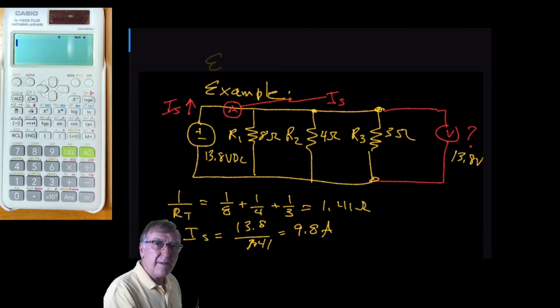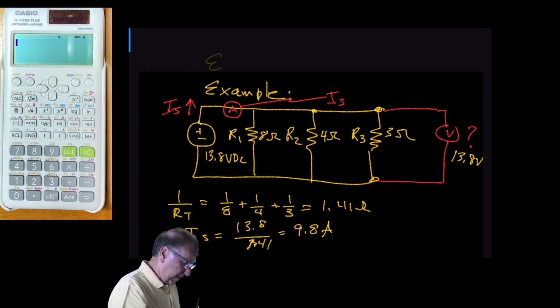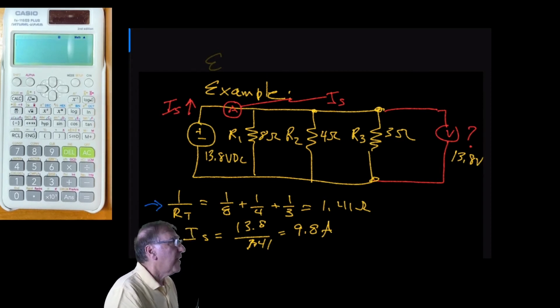Another example, we have a parallel circuit, and we have three resistors, and so we can calculate our total as 1 over our total is 1 over 8 plus 1 over 4 plus 1 over 3, and that equals 1.41 ohms.